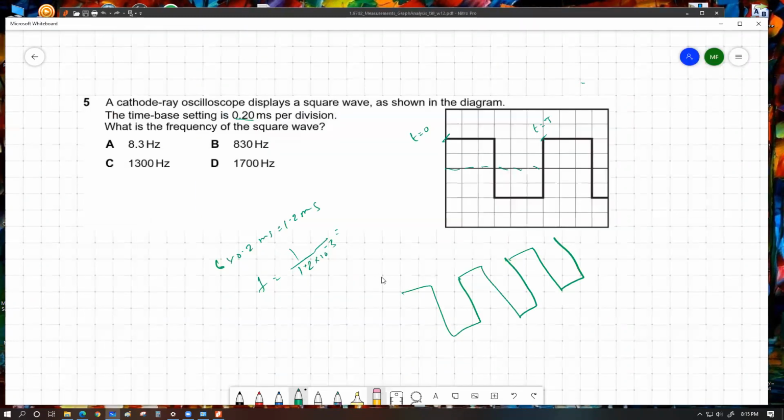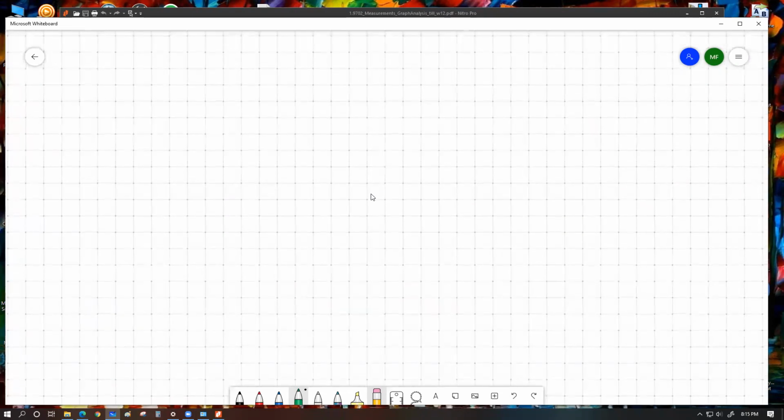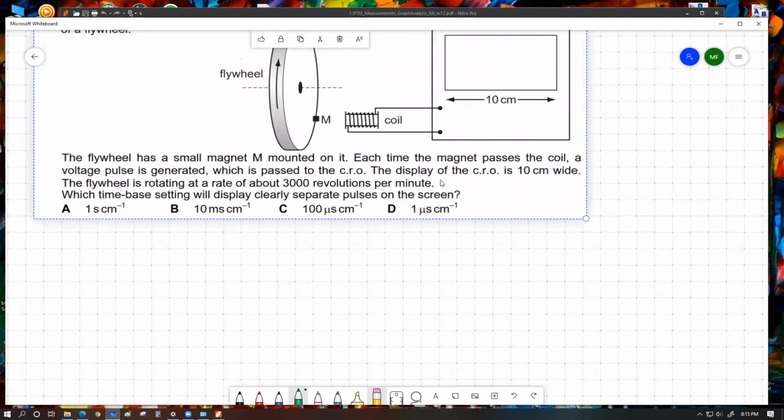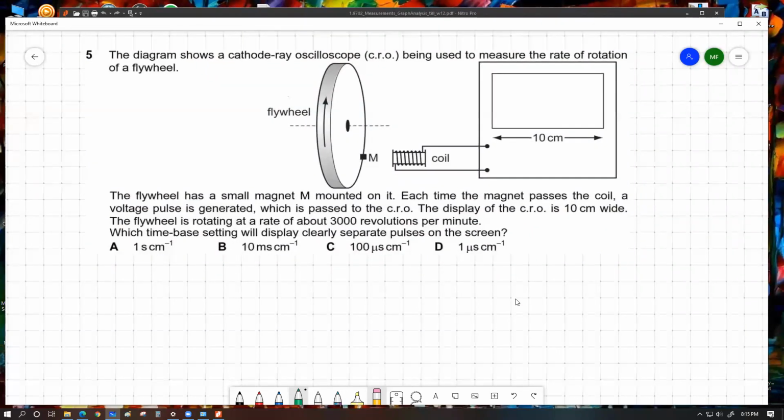Kind of unique, one of its kind type of question. This question is about the judgment of your CRO settings, that is, how should you set your CRO settings to get a good wave. Now let's have a look at the question, then I'm going to talk about this problem.